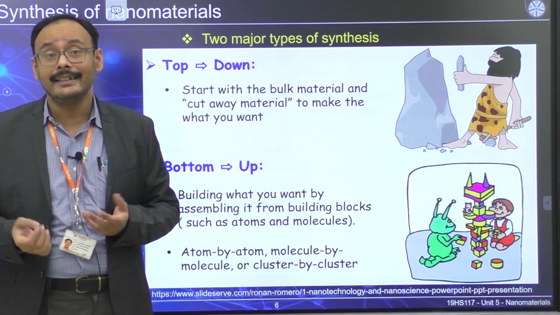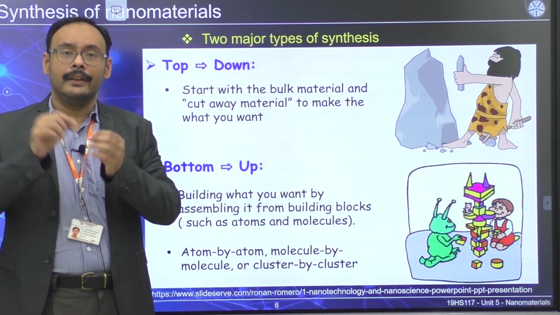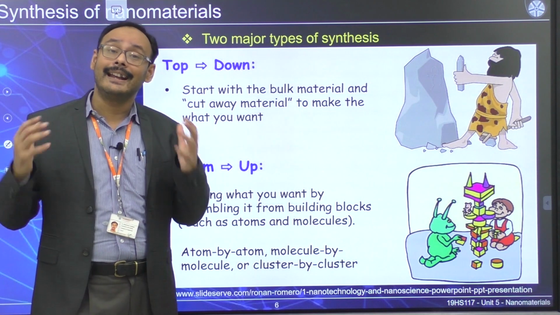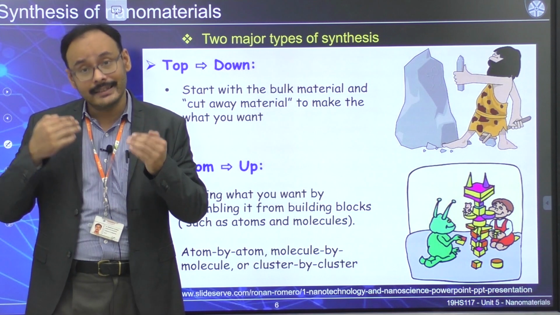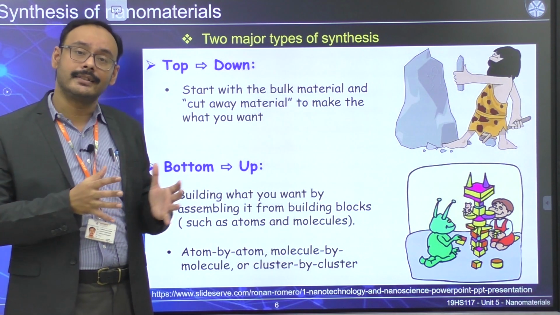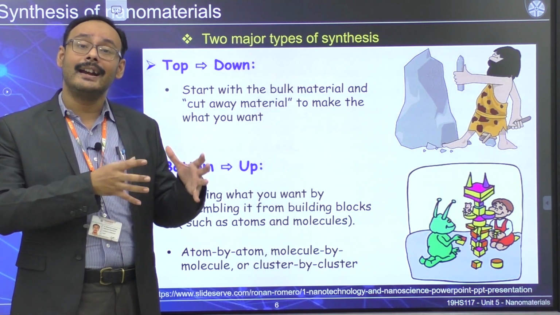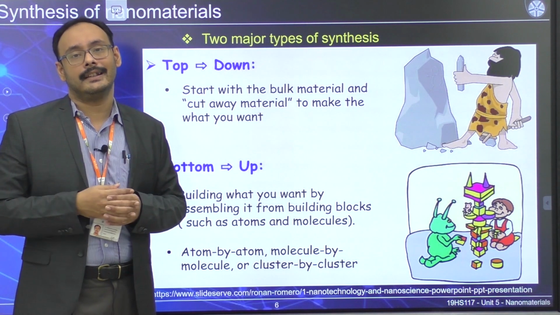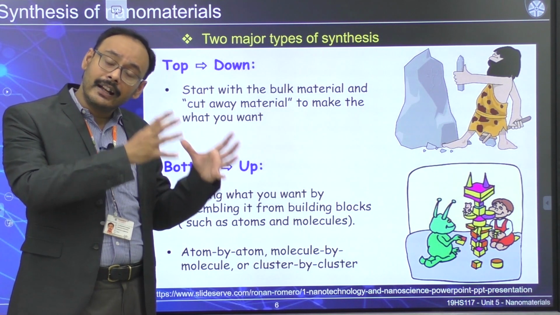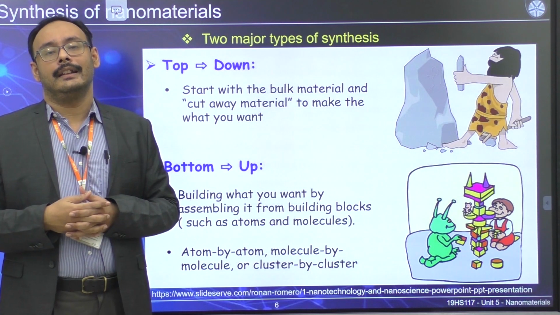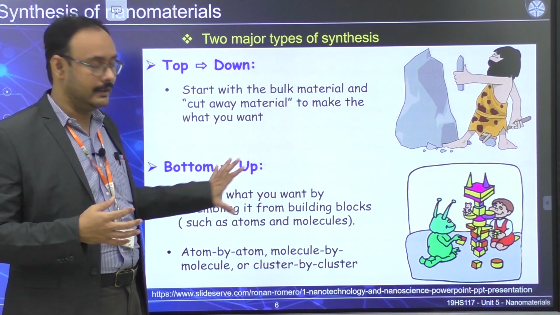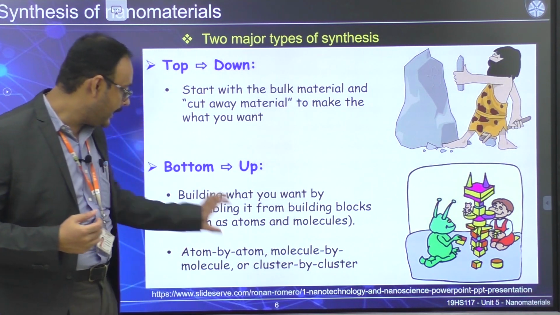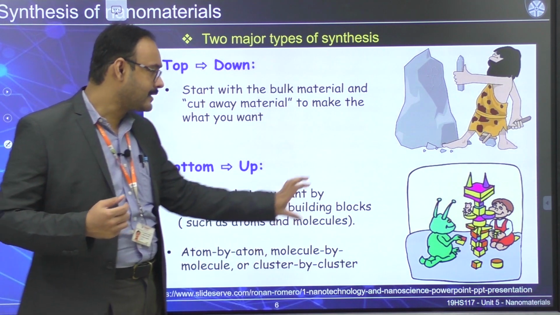Obviously, it is not that easy to put them precisely one after another, but there are processes by which you can optimize the reaction conditions so that, from a precursor at the atomic or molecular scale, you can convert it to a nanomaterial. We will also discuss some of the topics regarding this. So it's atom by atom, molecule by molecule, cluster by cluster.